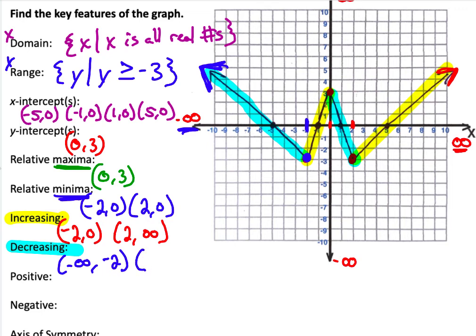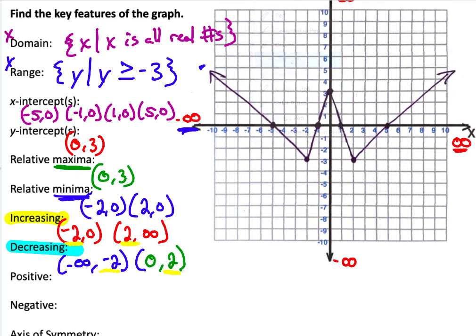Then it starts decreasing right here again at 0, and then decreases all the way to here at x of 2. So again, notice it stopped, the increasing started at -2 because the decreasing stopped at -2. The increasing started at 2 because the decreasing stopped at 2. Okay? A lot of times those points are going to play more than one role. It's the end of the decrease, but it's the beginning of the increase, and vice versa.